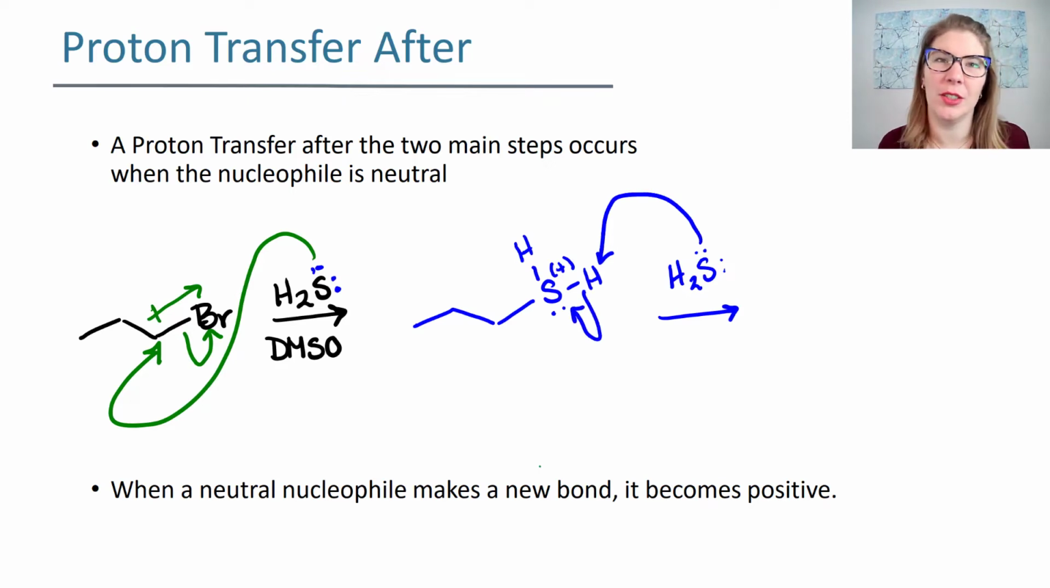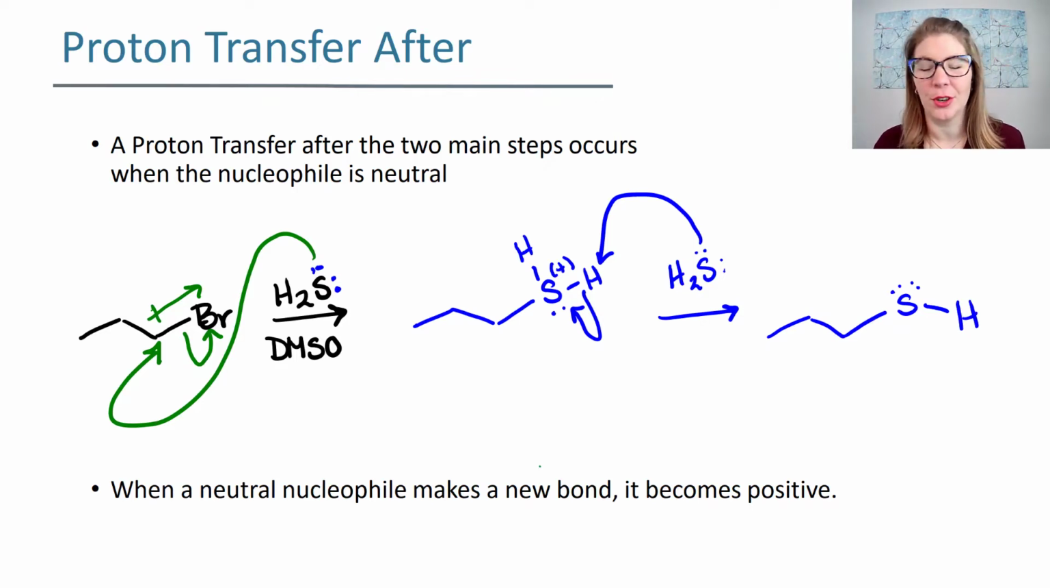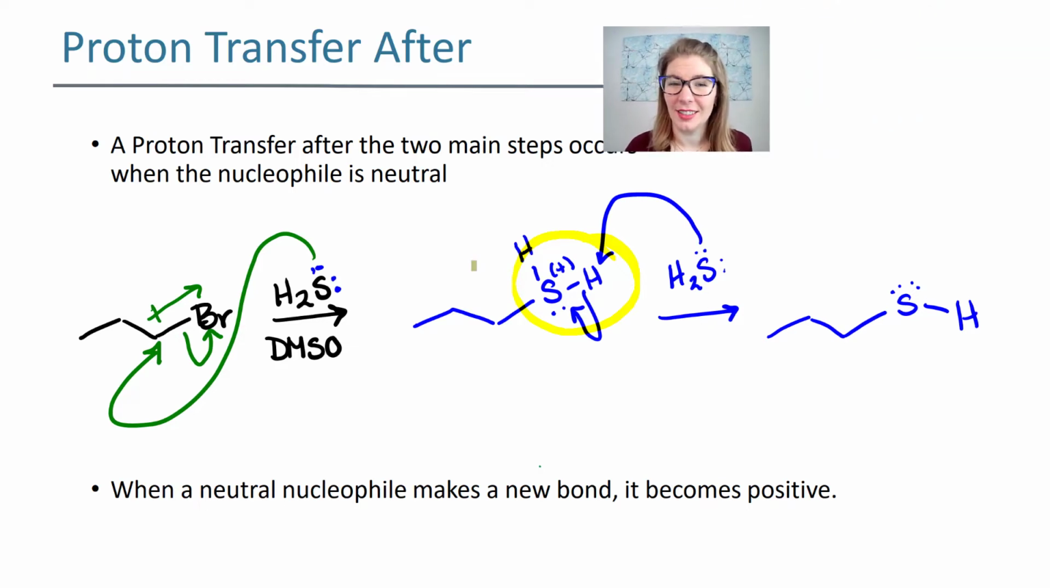It's going to be whichever one is the stronger base. I'm going to use H2S because I just want you to recognize that reforming hydrogen bromide is something that isn't going to happen in other reactions, and that's why I don't want to show it to you here. And now we get our product. This is going to happen when your nucleophiles are neutral. When your nucleophiles are neutral, you're going to end up with a positive compound after you add that nucleophile, and so that's why we need a proton transfer at the end.